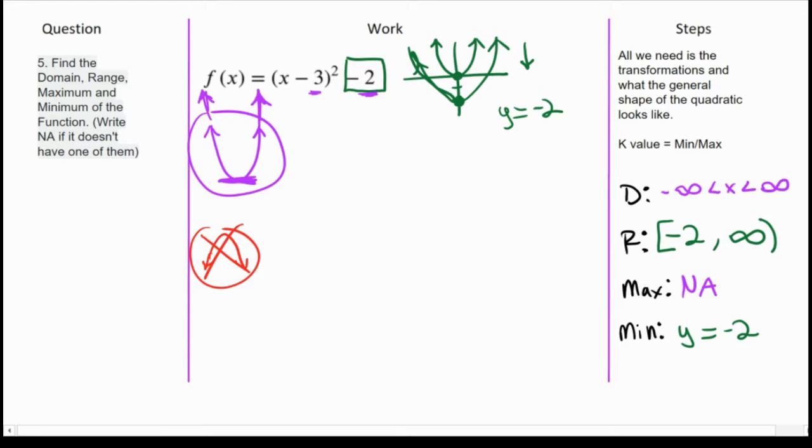So domain is all real numbers here. Range, the lowest value is negative 2, and the highest value goes up forever to infinity. There is no maximum because it goes up forever, and our minimum is equal to negative 2.